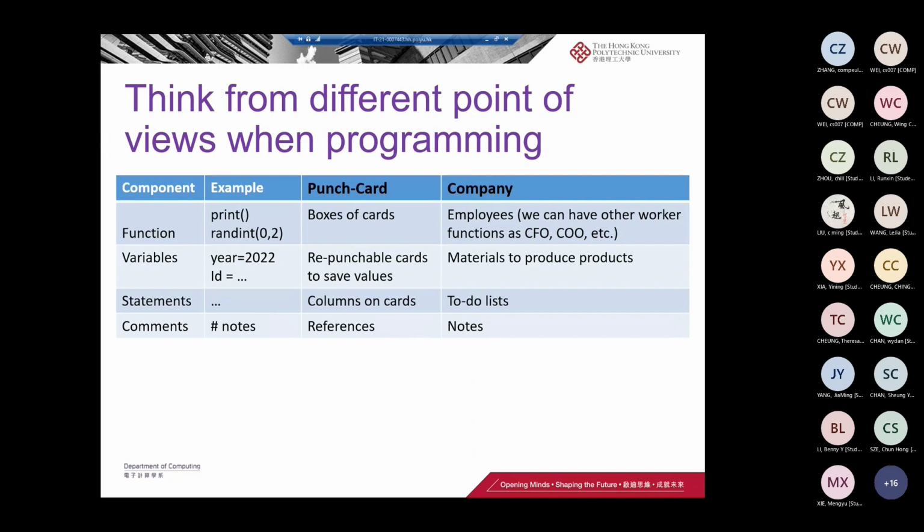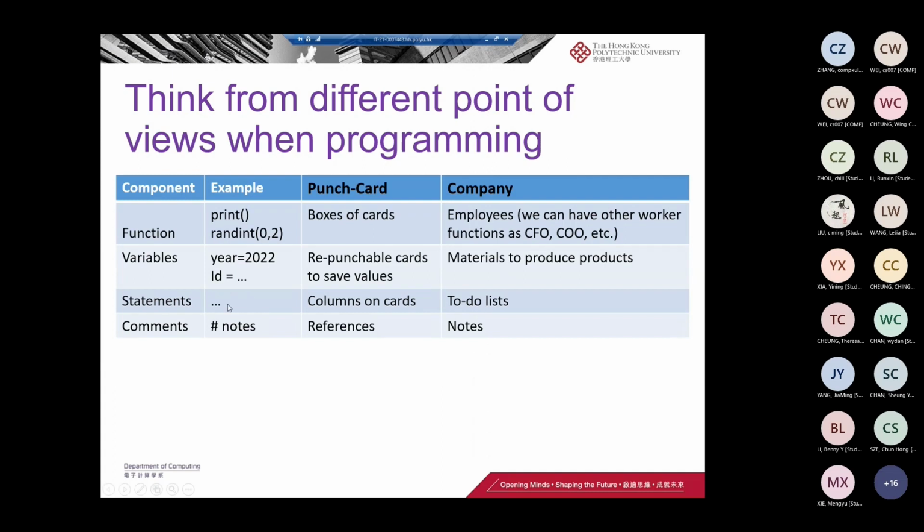Here is a comparison between these 2 points of view. Like the function itself: in the punch card point of view, there are boxes of cards, but in the company point of view, they're just employees, workers inside the company or in other companies. The variables are like repunchable cards in the punch card point of view, but in the company point of view, they are materials to produce products.